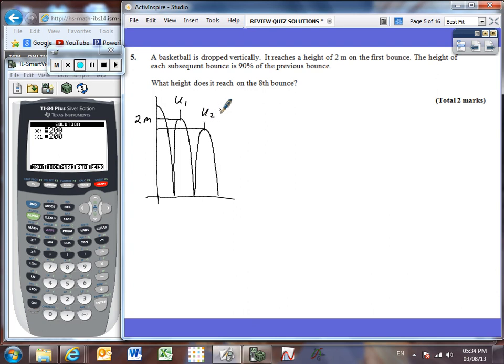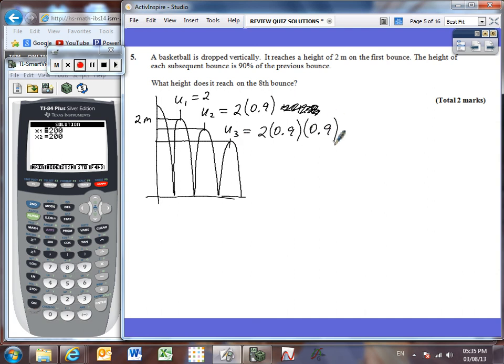You can think of that as U2, where U2 takes our original height but multiplies it by 0.9, representing that it is only 90% of that amount. If you like, you could conclude that that amount is 1.8. That's not really necessary, though. I would probably just leave it as 2 times 0.9. It'll be easier for you to see the pattern. The third term represents the third bounce. And U3, we take the previous term, which was 2 times 0.9, and then multiply by 90% of the previous term, because it's only bouncing to 90% of the height.